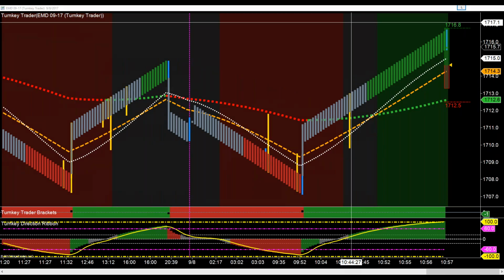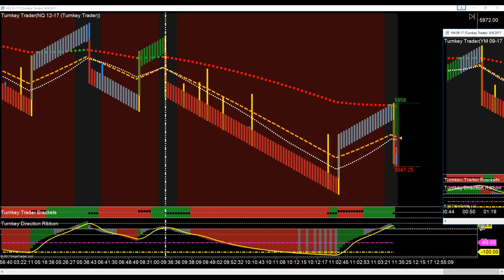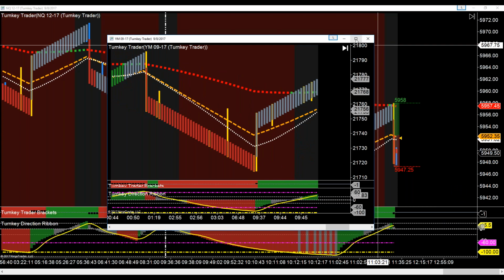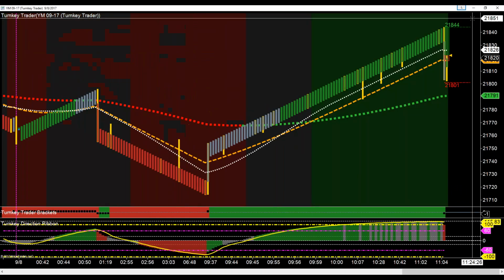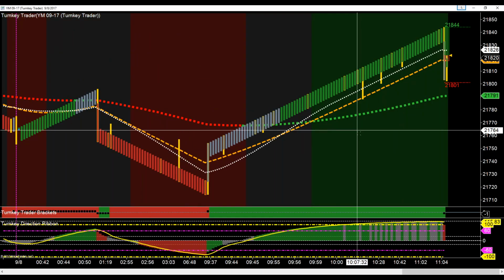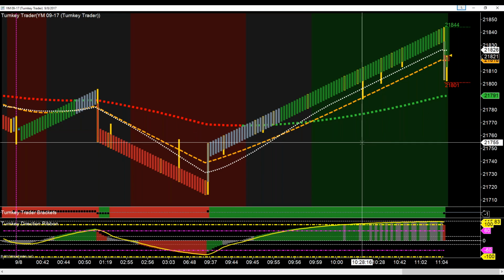All right, let's see what else we've got cooking up, if we have any other good examples of trades. Unfortunately, like I said, it's been a pretty slow week, so there hasn't been a ton going on.